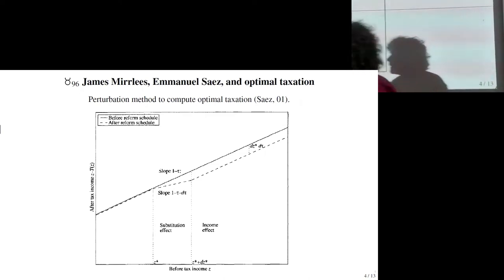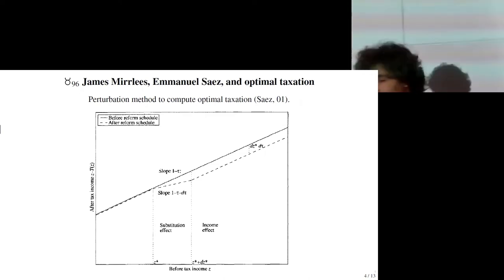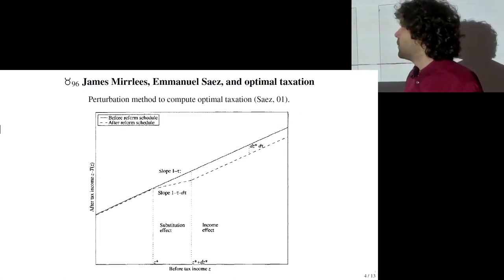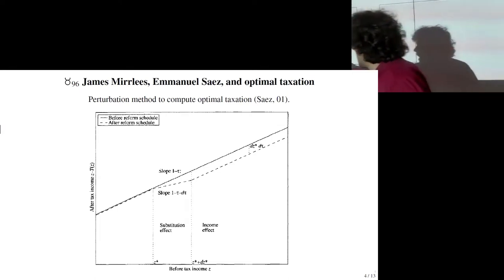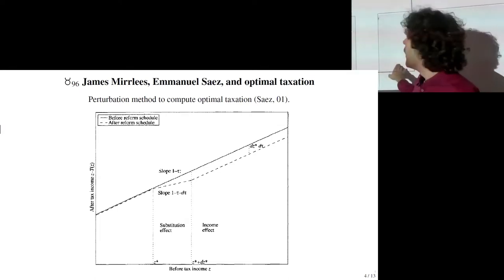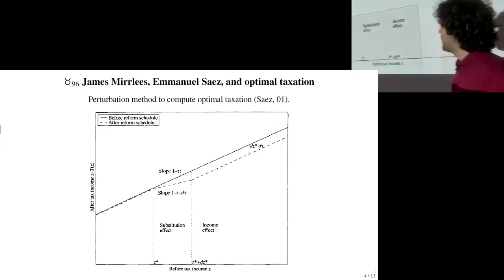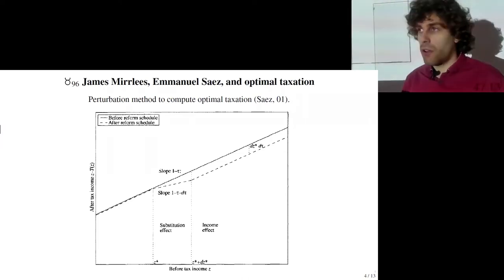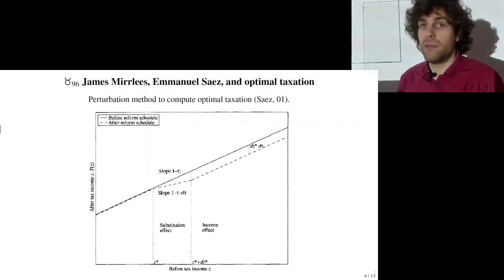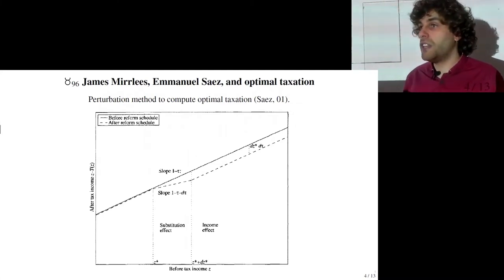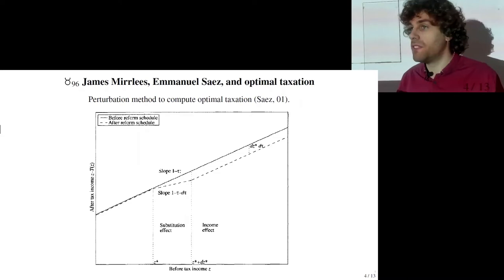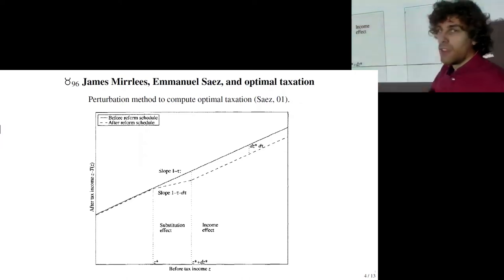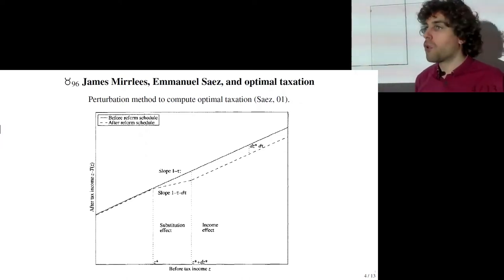So as I said, in this interval, there is a substitution from labor to leisure, which makes people work less. And above this income level, y plus dy, the marginal tax rate doesn't change. So if you work an additional hour, you will be taxed the same. So you don't have any incentive to change your optimization in this regard, but you will earn less. And in this regard, you have an incentive to work more.